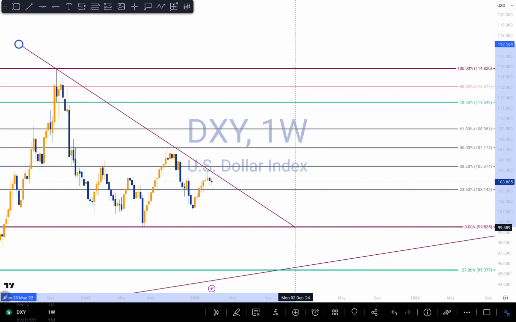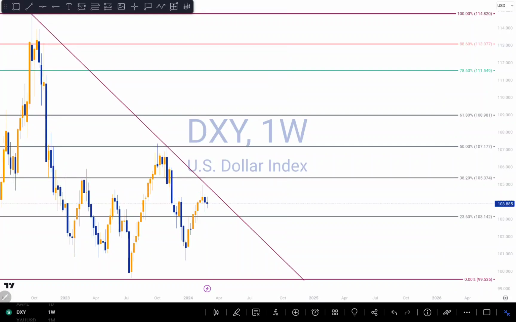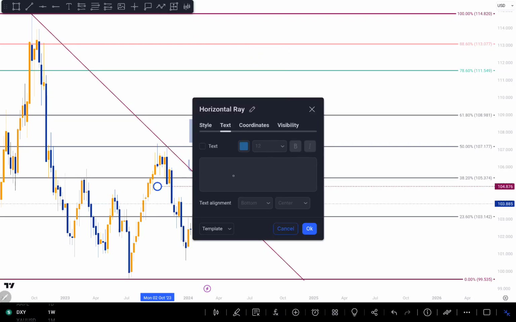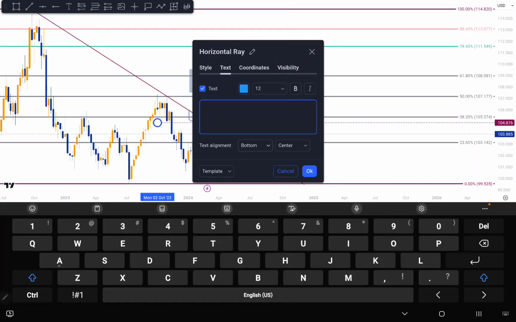You can see from here to here. So let's be mindful of this imbalance that was already cleared right here. This is the weekly imbalance.